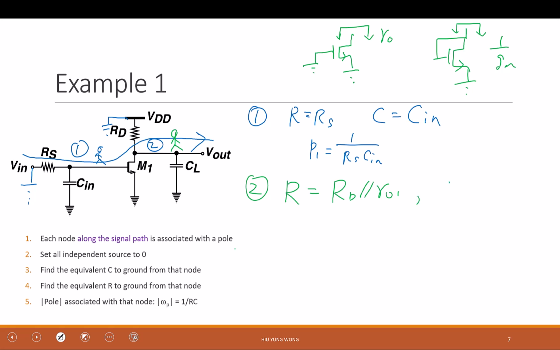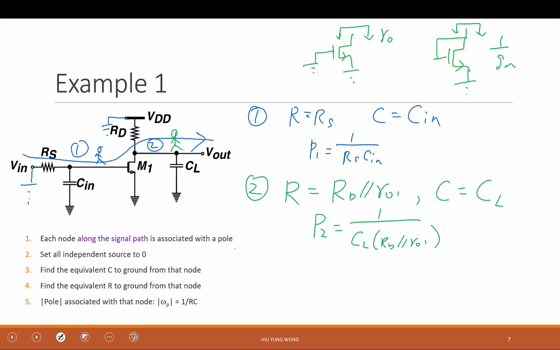How about the C from CL? I mean, node 2, right? We're talking about the green one. So the P2 is easy again, it is CL times RD parallel R01. And that's it. You already found the two poles of this complicated circuit, right? In a few minutes, or even 1 minute if you are familiar with this. Okay, any questions? In this, we cannot find the zero using this method.